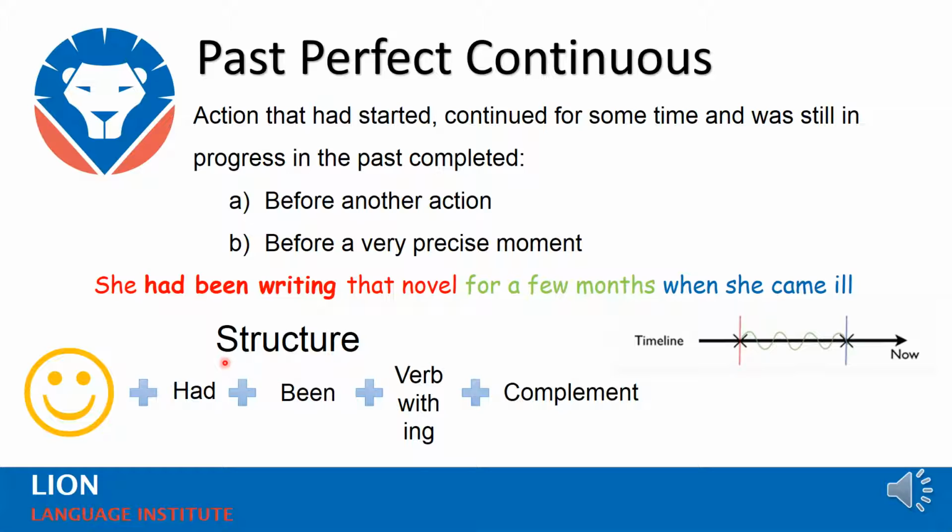Here we have our structure. First we begin with our subject plus our auxiliary had, because it is the verb have in past form, plus our auxiliary been, plus our verb with ing, plus our complement, that novel for a few months when she became ill.